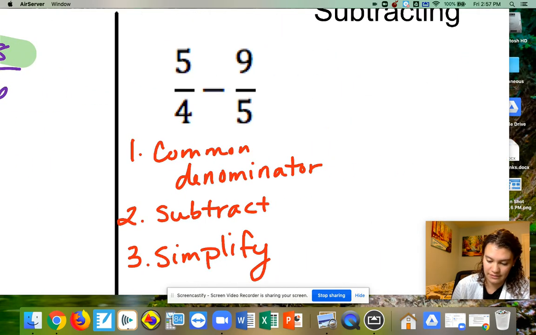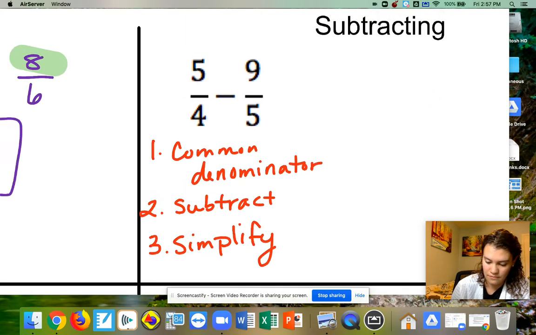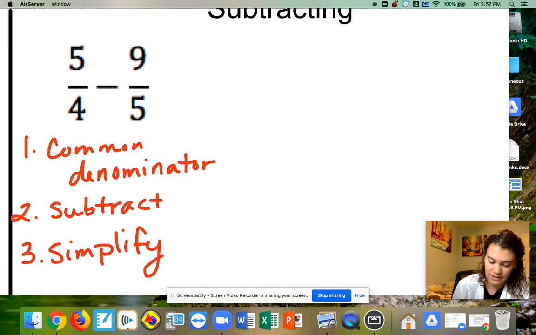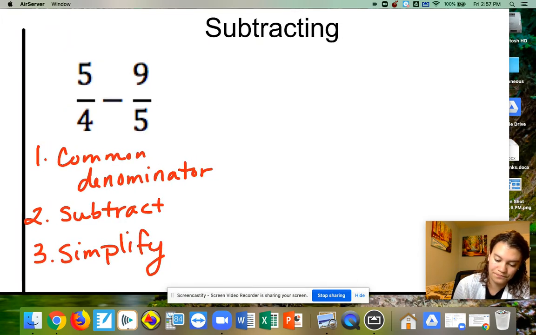All right, subtracting. Similar idea. You want to find a common denominator and then subtract and then simplify. So find the common denominator here. I'm going to multiply this one by 5 over 5 and this one by 4 over 4. So you're taking the opposite denominator to multiply.